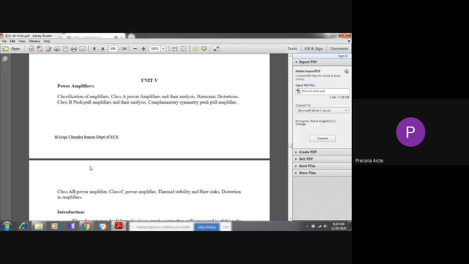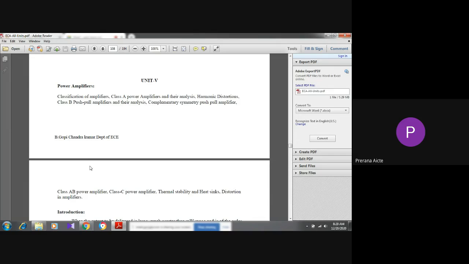Based upon the Q point position, these power amplifiers are classified into four types. One is class A amplifier, another is class B, class C, and class AB. These are the four types of power amplifiers. Of course, we have some more amplifiers also, but these are based upon the Q point. The remaining power amplifiers are class D, class S, like this. So these are the major power amplifiers.